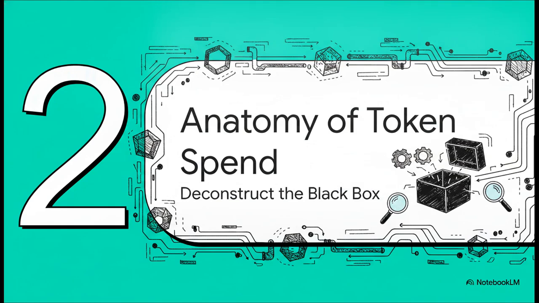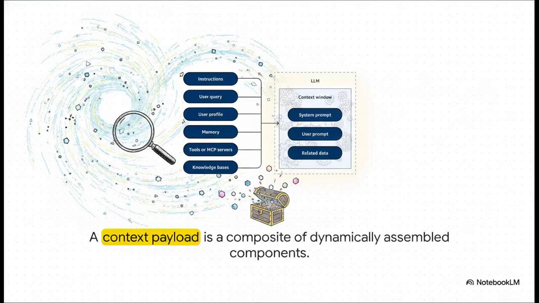Moving right along to Section 2, Anatomy of Token Spend. Let's deconstruct the black box. And this brilliantly illustrates what actually drives token consumption inside a modern pipeline. When you look under the hood, a well-engineered context payload isn't just the text a user typed in. It is a composite of dynamically assembled components. You have your foundational system instructions, the user query, conversational memory, tool results, and retrieved knowledge-based data. All of these invisible inputs get packed together into the context window before the model even generates a single word.